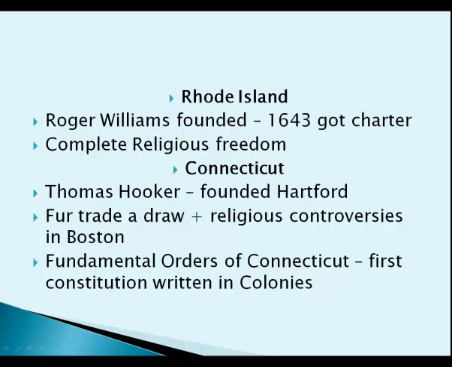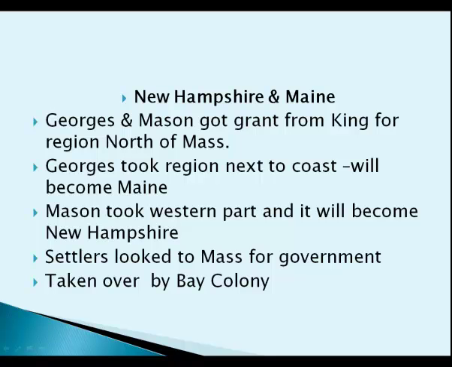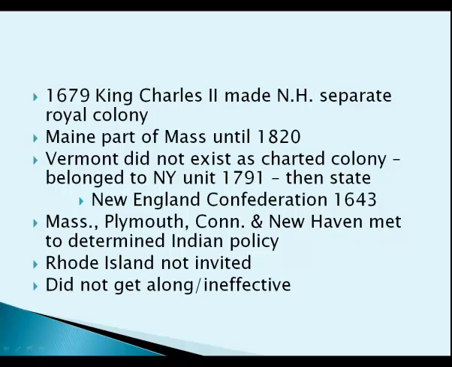The others had taken their charters and changed them into ways of running government, but the first actual constitution was in Connecticut. New Hampshire and Maine: two men by the name of Gorges and Mason got grants from the king for the region north of Massachusetts. Gorges took the region next to the coast, which was going to become Maine. Mason took the western part of it, which will become New Hampshire. And both of these regions looked to Massachusetts for the government, and it was taken over by the Bay Colony very shortly. Discovered with a few people they needed more government and help than they could do. In 1679, King Charles II made New Hampshire a separate royal colony. Maine stayed part of Massachusetts until 1820, when it came into the United States as a state.